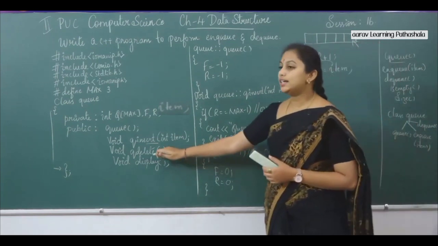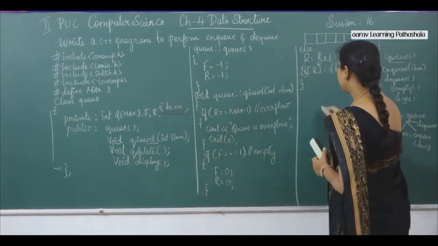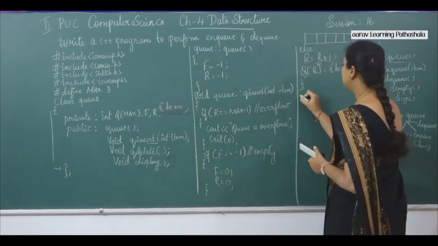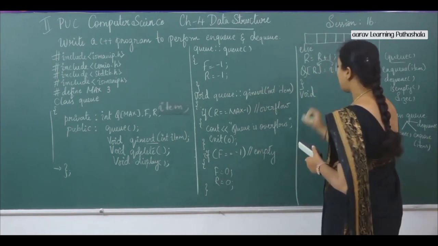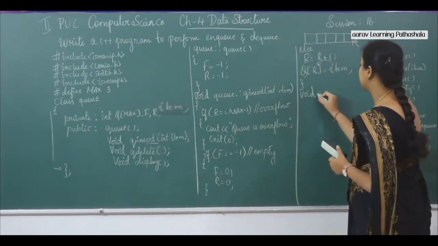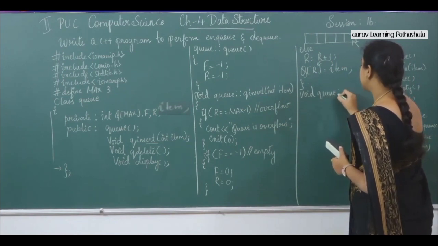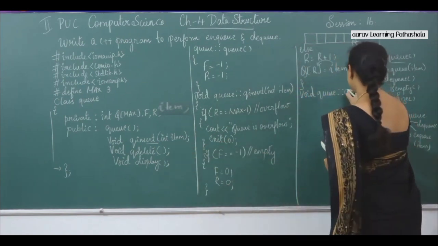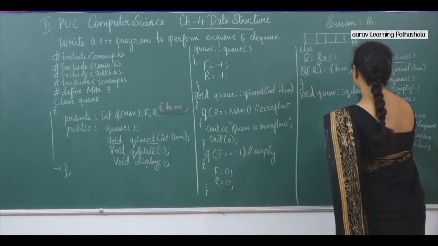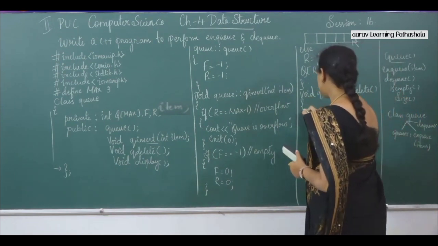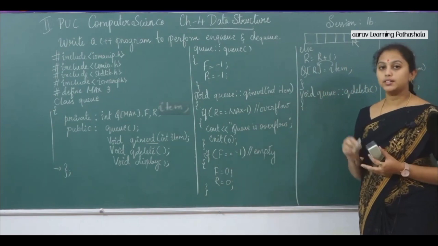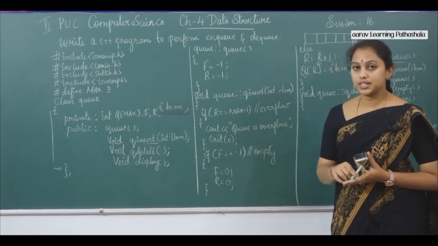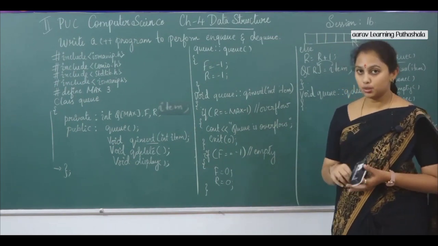Next is to delete an item from the queue. We are defining this function outside the class. For that, first we have to mention the return type void, followed by class name, that is Q, scope resolution operator, and what is the function name? The function name is Q delete. While deleting an item, first we have to check whether the queue is empty or not. If the queue is already in empty state, we cannot delete any item from the queue, right?